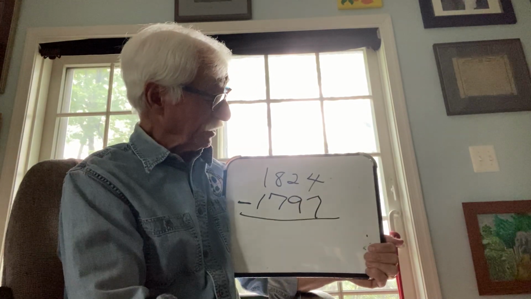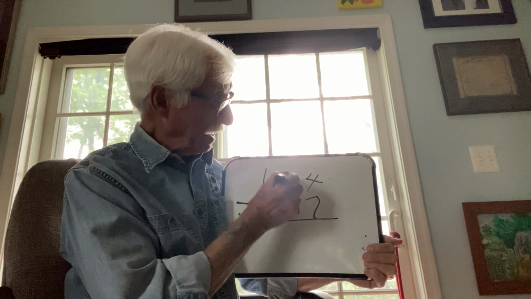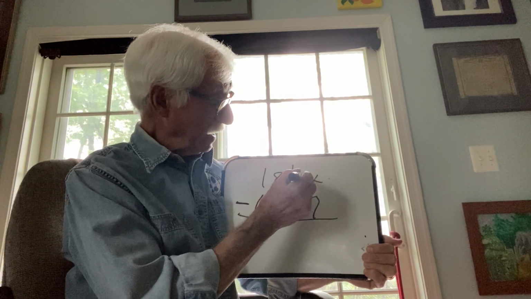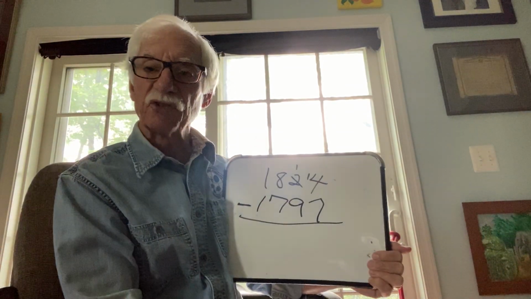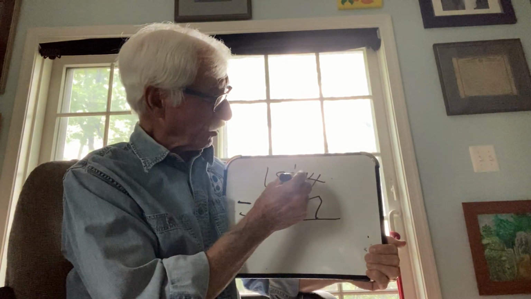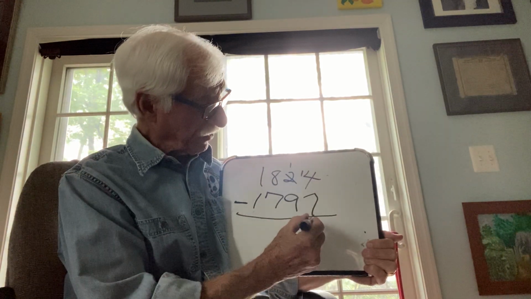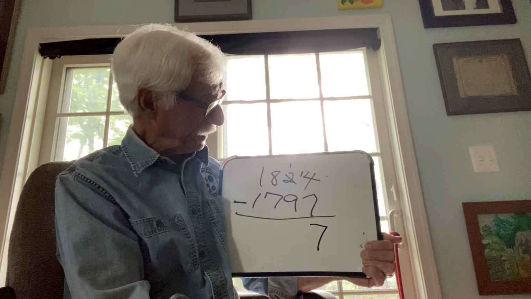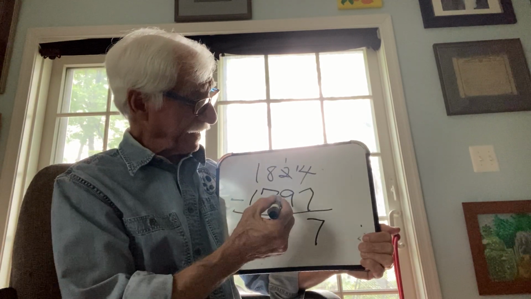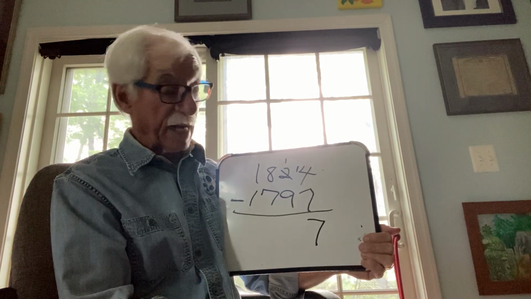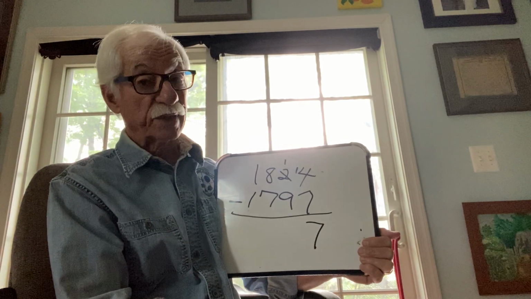But I can't take 7 units from 4 units. Come on over here, take a 10, regroup it into 10 units. Regroup and exchange mean the same thing. So now I have 14 units, take away 7 units, leaves me with 7 units. Oops, now I got a problem though, because I have 1 in the 10 place, and I got 9 in the subtrahend. Can't do that.